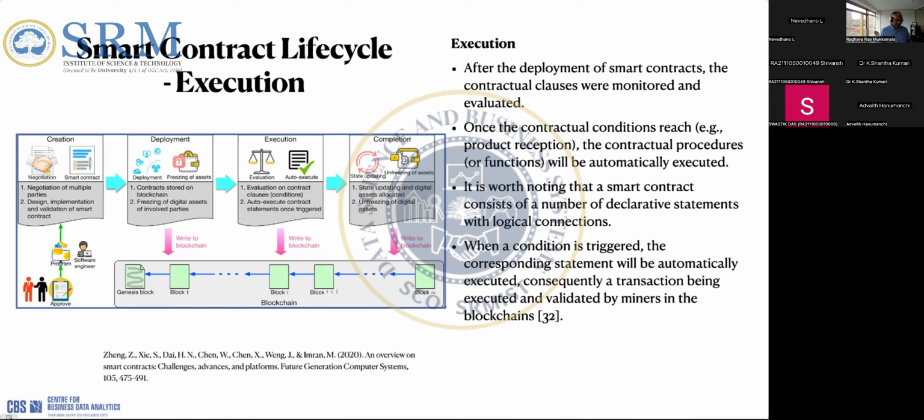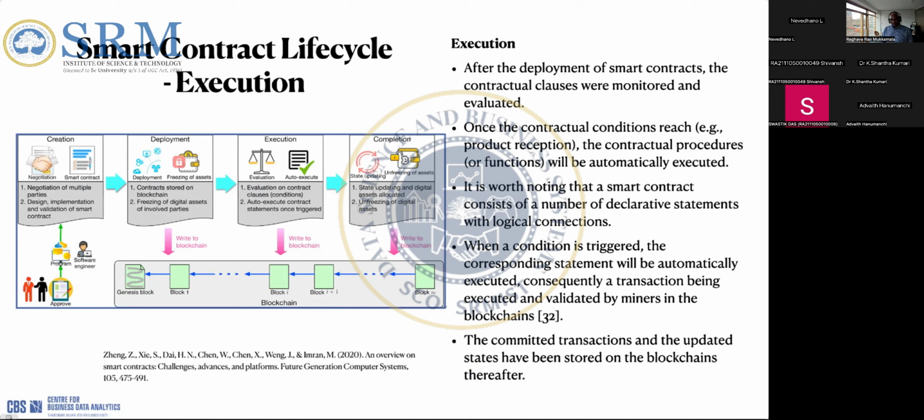Or another example could be, let us say that the buyer received the product to his satisfaction, right? So he received the product and he liked it, and then he will say that, okay, the order is completed, and that could be a predefined condition for transferring all the money and things like that. So then this execution will happen. When a condition is triggered, the corresponding statement will be automatically executed, and consequently the transaction is executed.